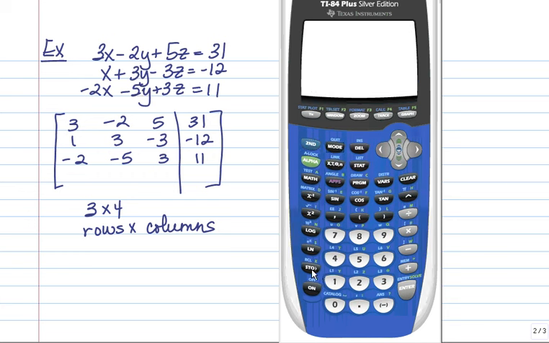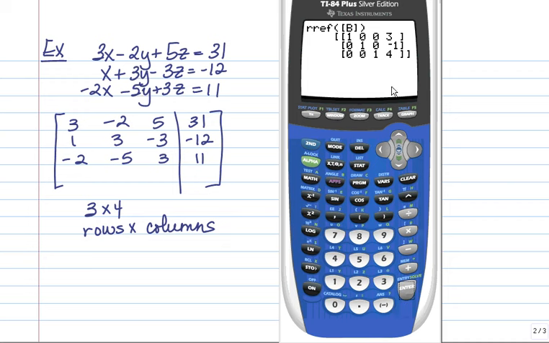Now I need to tell it to do the reduced row echelon form, RREF. So we do second x inverse, arrow to the math, and then I use the up arrow key because I want to go to option B and press enter. Now I need to select the matrix that we're going to perform this operation on, so I go back to second x inverse. My matrix was in B, so I'm going to press 2, close parentheses, and enter.